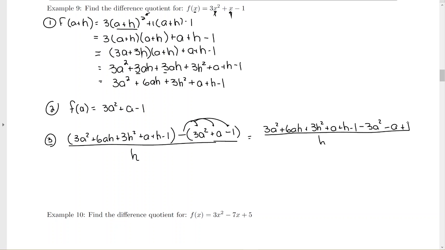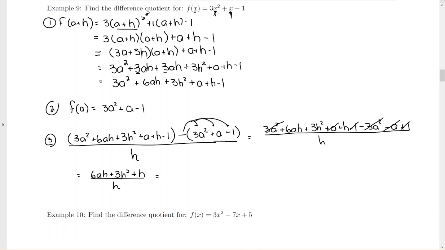So again, going from right to left, the positive 1 is going to cancel with the negative 1. The negative a cancels with the positive a. The negative 3a squared cancels with the positive 3a squared. Everything in that second parenthesis should cancel out. And what you're left with are going to be terms that have h's in them. So I have 6ah plus 3h squared plus h, all divided by h.